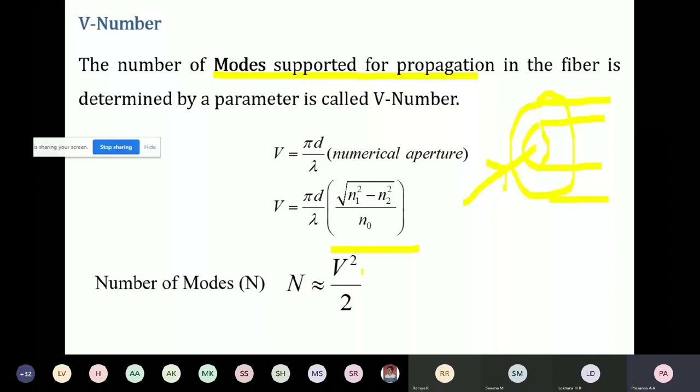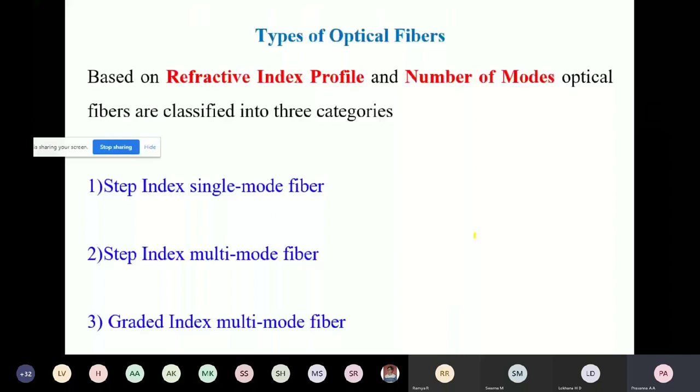So N is equal to V square by 2. This measures the number of modes or number of rays that are propagated. You just need to remember this equation for V and for N for calculating these parameters in some problems.